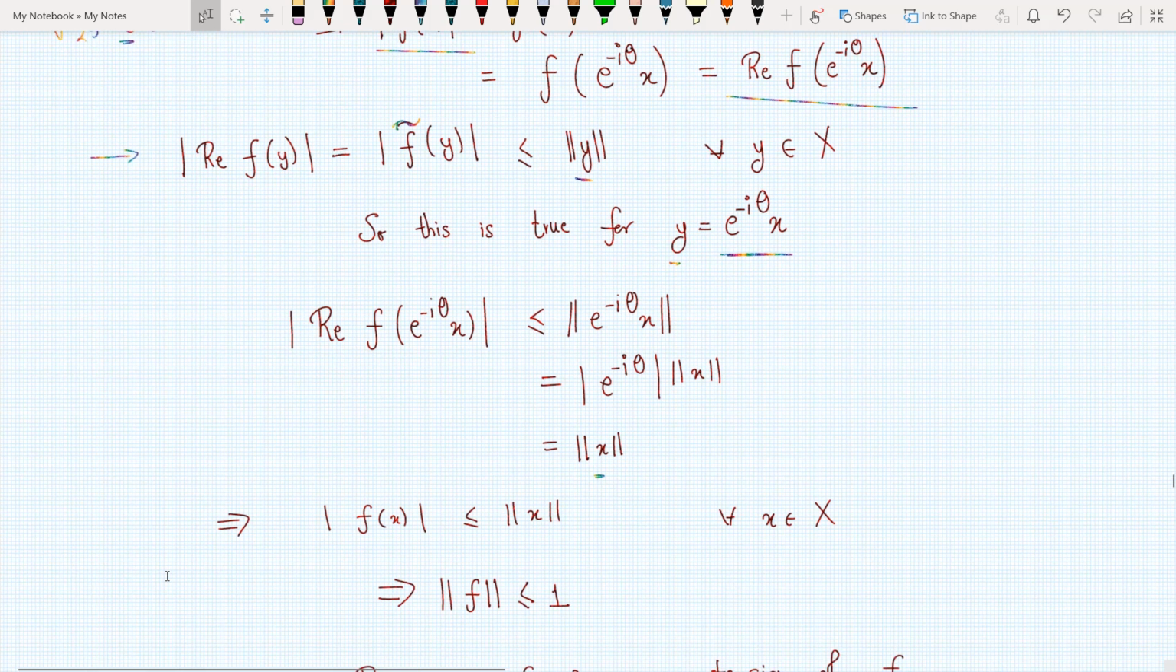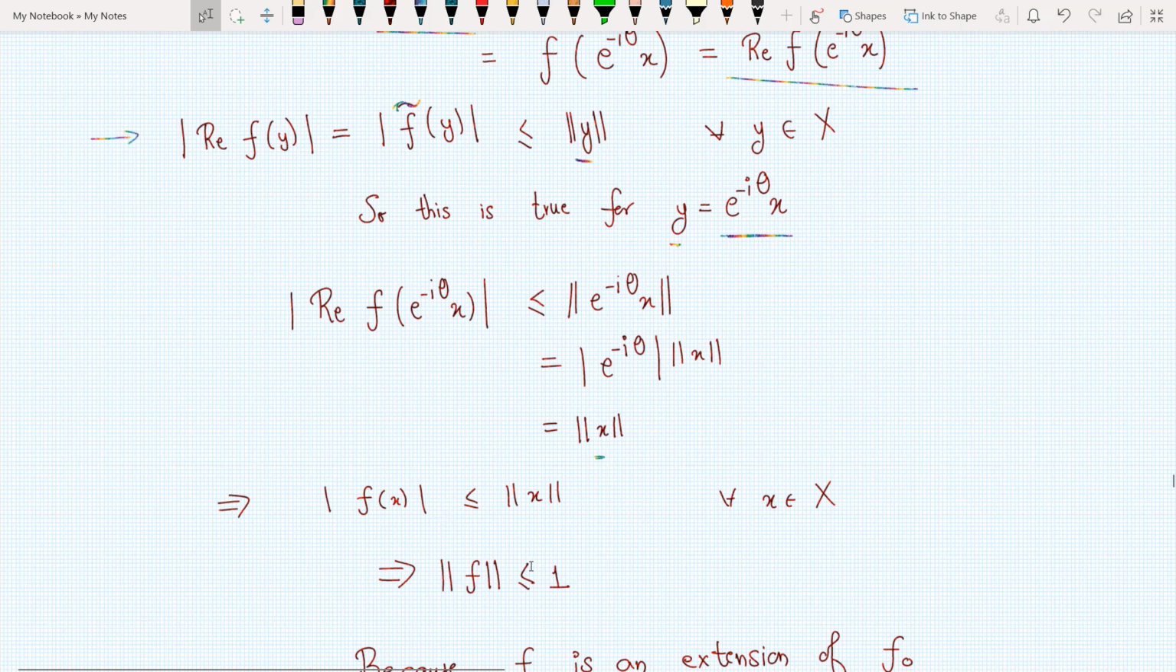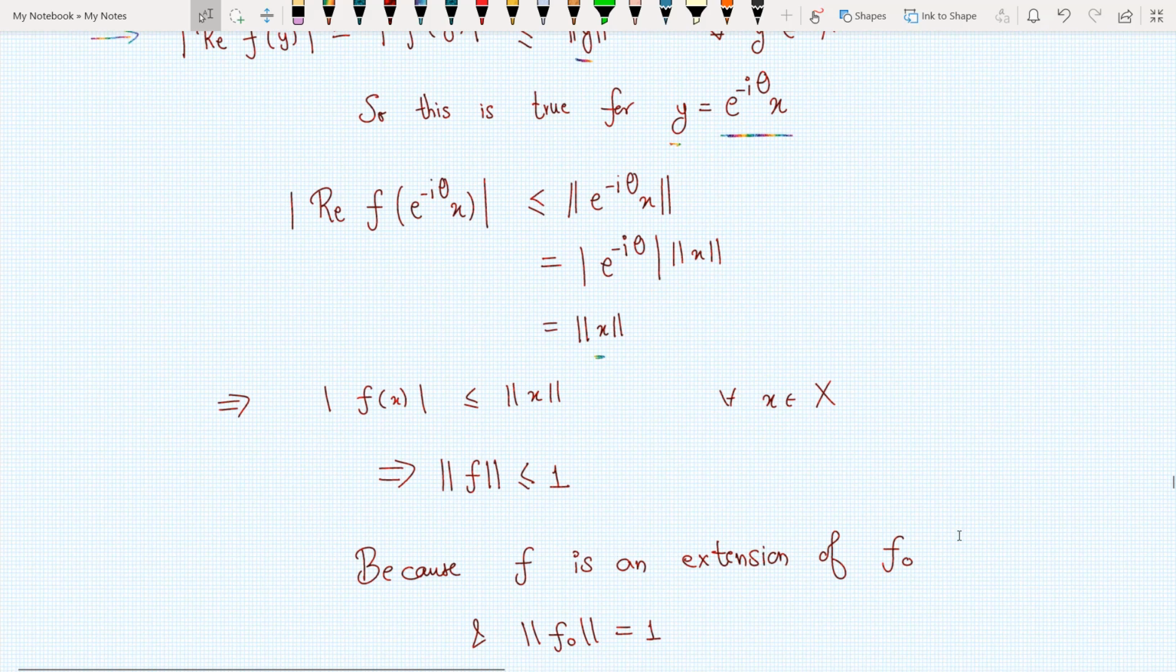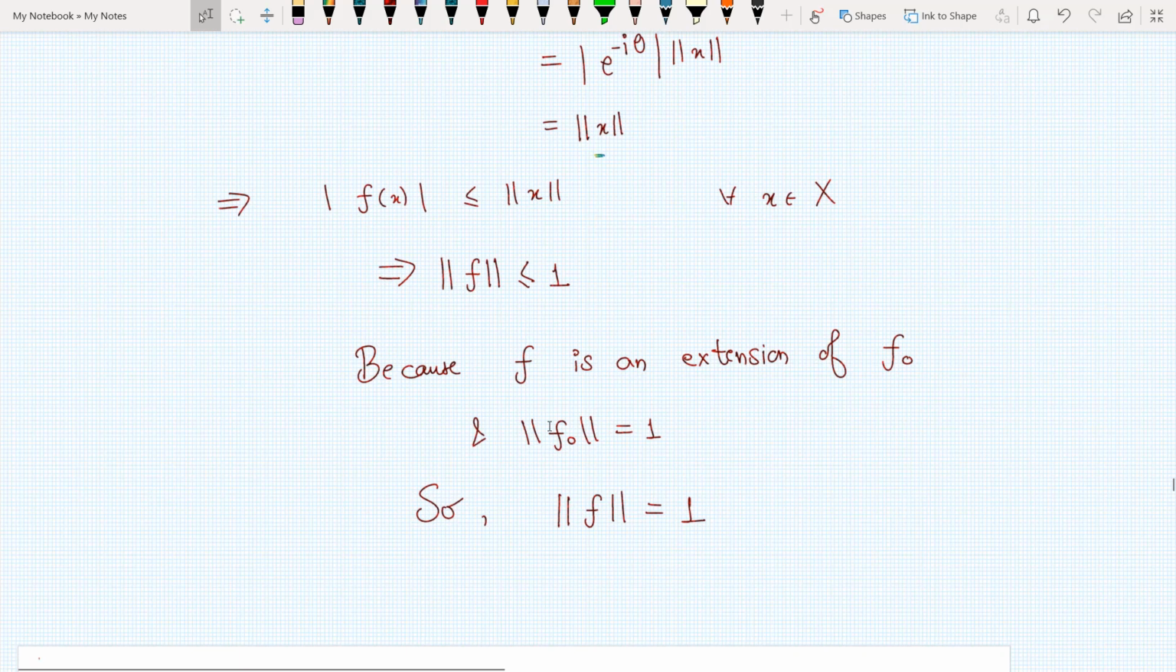But once I have this condition, I can conclude that the norm of f has to be less than or equal to 1. And because f is an extension of f naught and the norm of f naught was equal to 1, the norm of f also has to be equal to 1, and hence we proved the Hahn-Banach theorem for complex normed spaces.